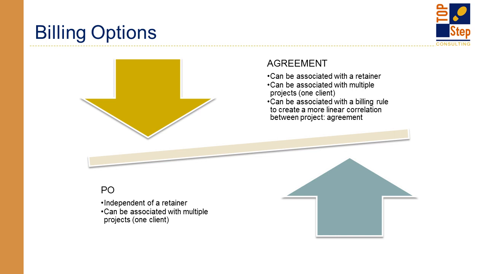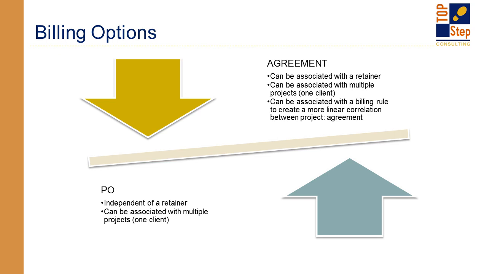Again, both the agreements and the POs can be associated with multiple projects if you need, or they can be associated just with one project. And that tends to be the more common case, that I will see the agreements and or the POs associated with one particular project. There's not a right or wrong. It just needs to support your business.